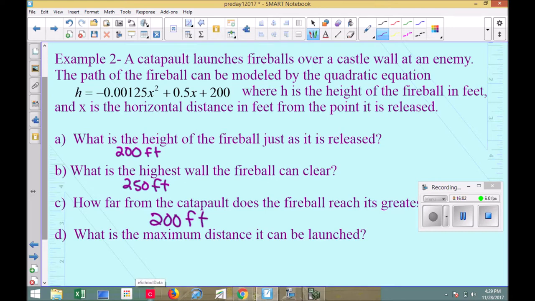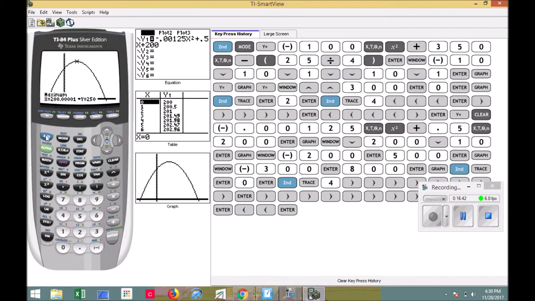Last question, what is the maximum distance it can be launched? Well, if you remember when we did this in class, there's my sketch. This is the point I'm looking for right there. That's the maximum distance it can be launched. So that point is the x-intercept, which means the y value is 0. So I'm looking for the x value that makes the y value 0. So the x-intercept, there's a way to get that on the calculator. Another name for x-intercept is called a 0.